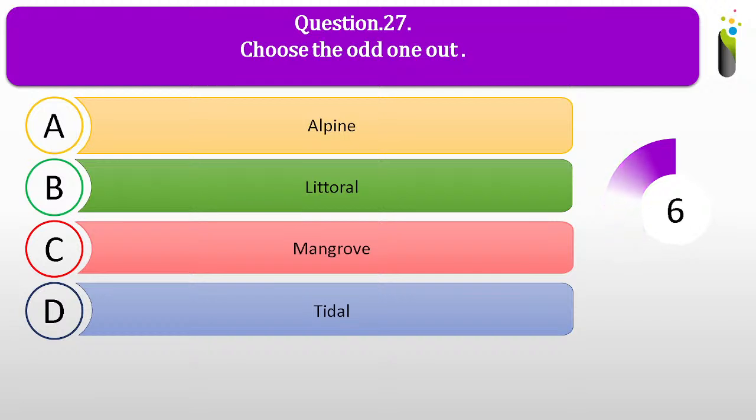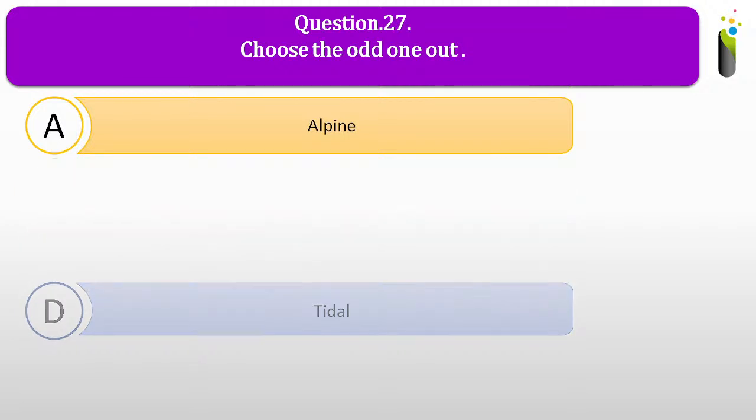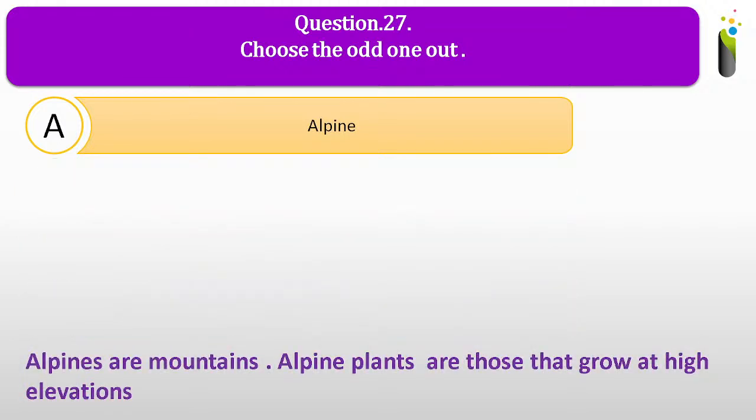And the correct answer for this question, the odd one out here, would be A, that is alpine. Because alpines are mountains and the alpine plants are those that grow at higher elevations.